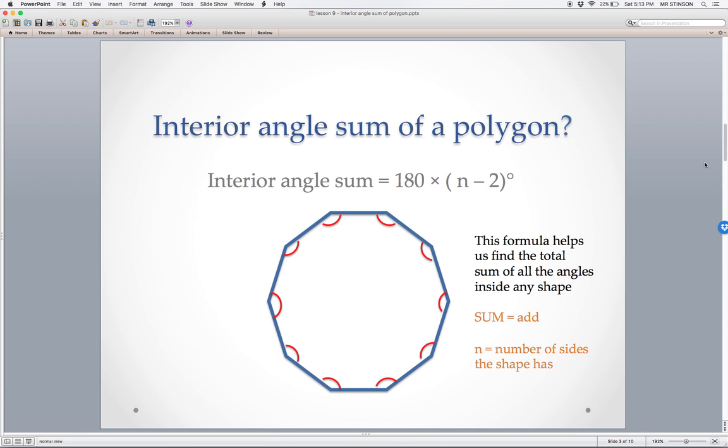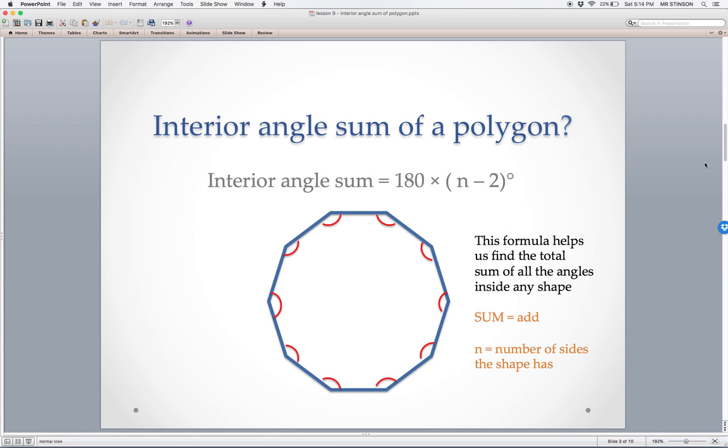So, Lesson 1. Interior angle sum of a polygon. Now, I'll give you the formula already. The interior angle sum of any polygon is equal to 180 times n minus 2 degrees. Below is an example of a decagon, a 10-sided shape.